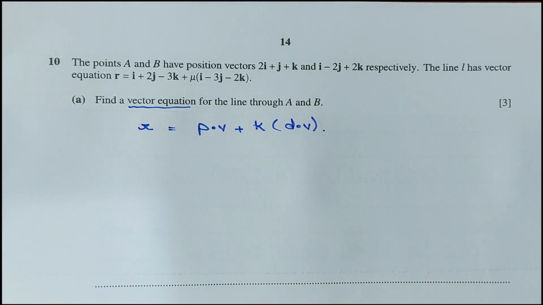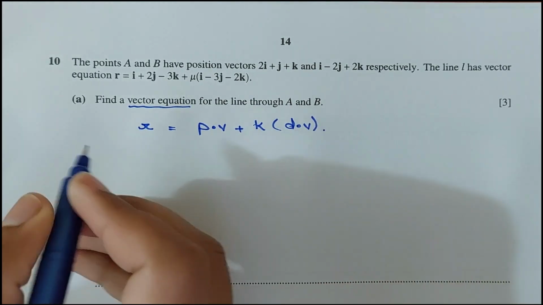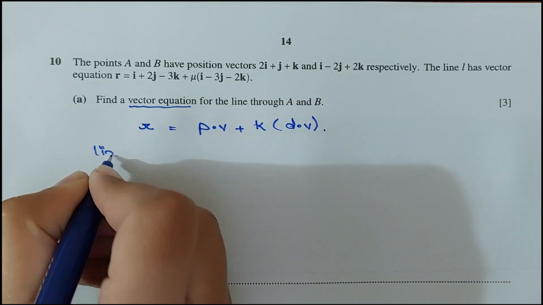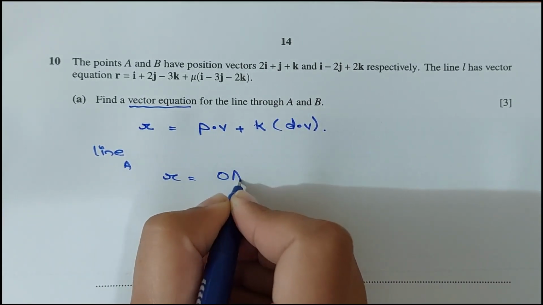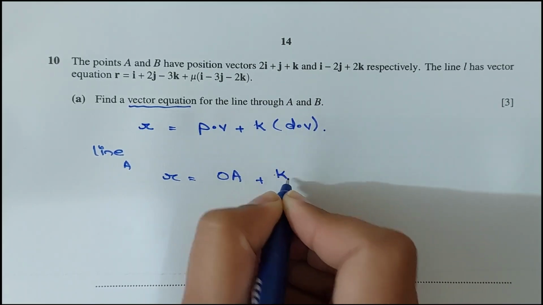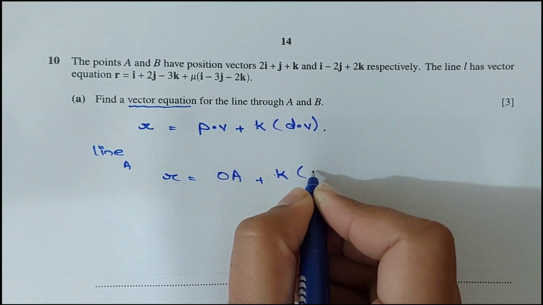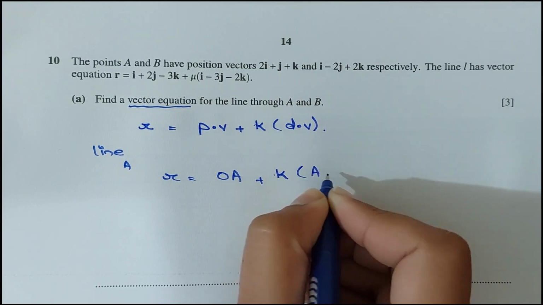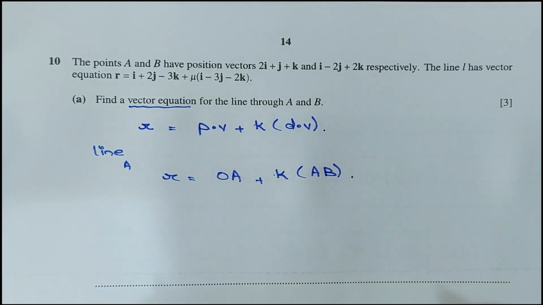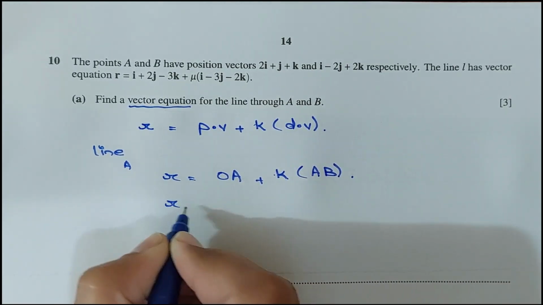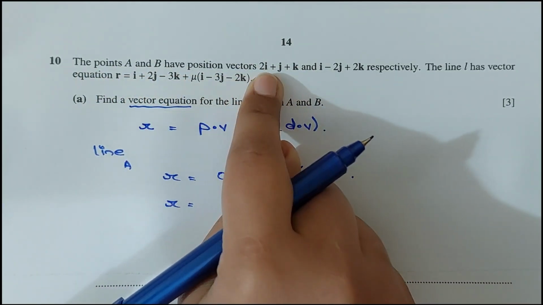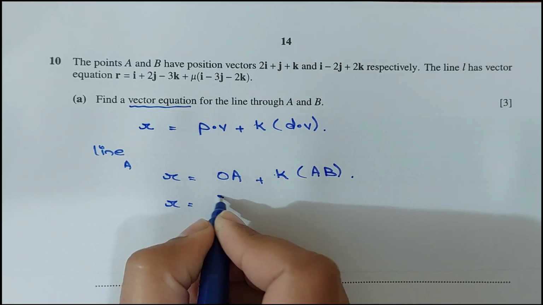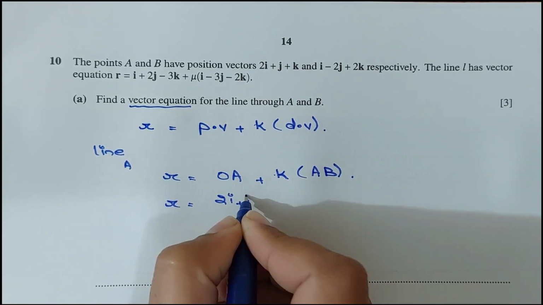So first we have to find the vector equation of the line through A. So we can say for line A, we have R equals OA plus some constant k times the direction vector, which is AB, which is B minus A. So R is equal to OA. The points A and B have position vectors. A has this position vector 2i plus j plus k.